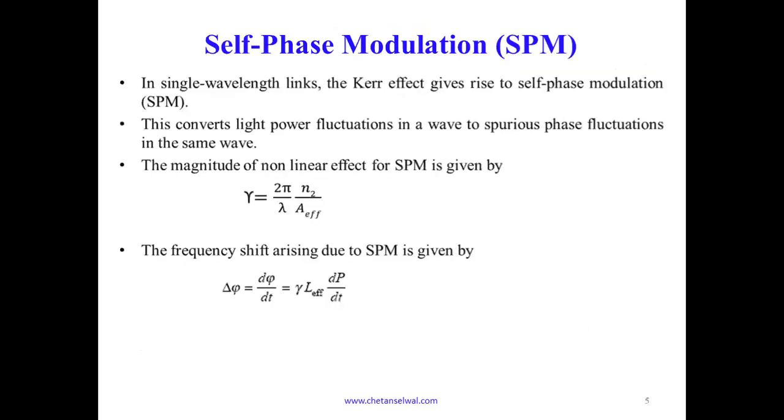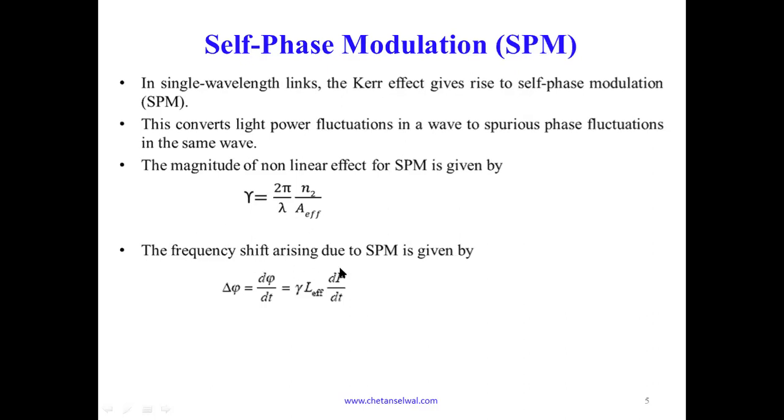Next topic is self-phase modulation. In single wavelength links, not in a WDM system, we are talking about single wavelength links, the Kerr effect gives rise to self-phase modulation. This self-phase modulation converts light power fluctuations in a wave to spurious phase fluctuations in the same wave. The magnitude of the non-linear effect for SPM is given by gamma equals 2 pi by lambda multiplied by n2 upon A effective, where notations have their usual meanings.